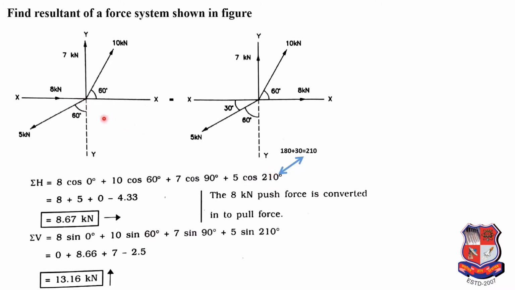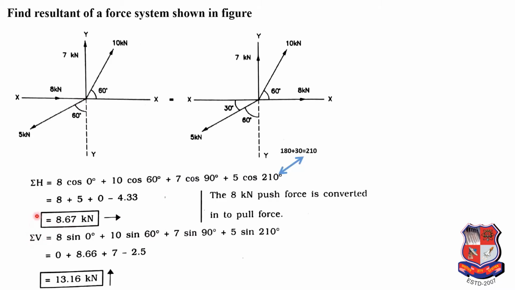So 180, that 180 plus 30, so this is 210. Therefore, if we simplify that, then sigma h will be 8 plus 5 plus 0 minus 4.33. The 80 kilonewton push force is converted into pull force. So your summation of h means sigma h will be 8.67 kilonewton horizontal positive.